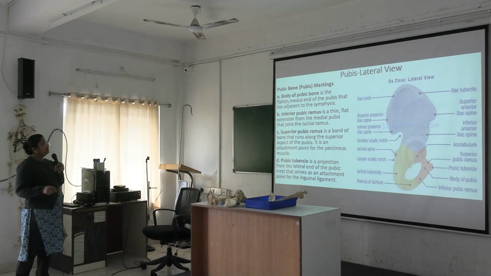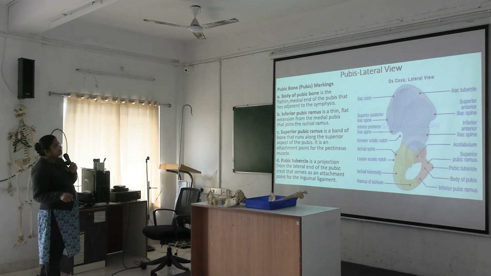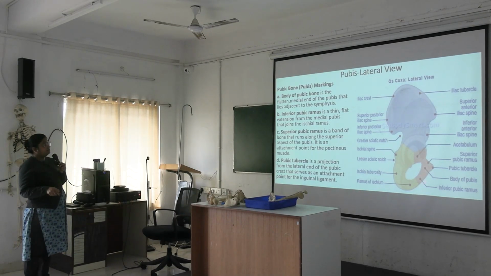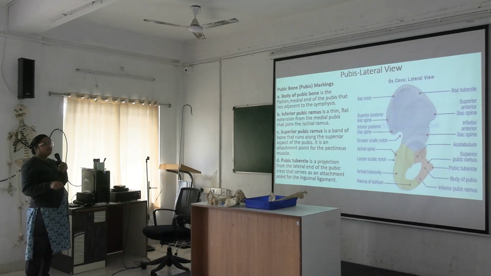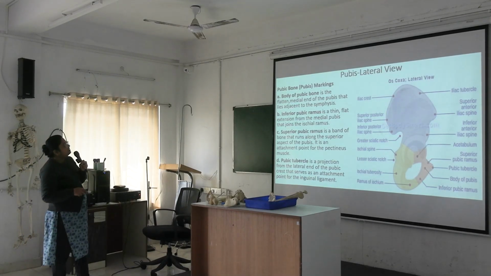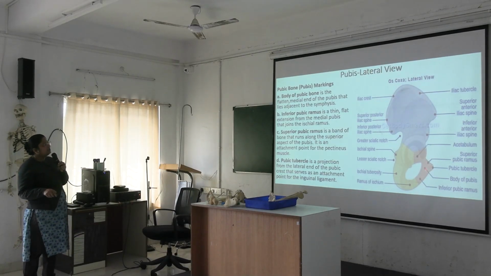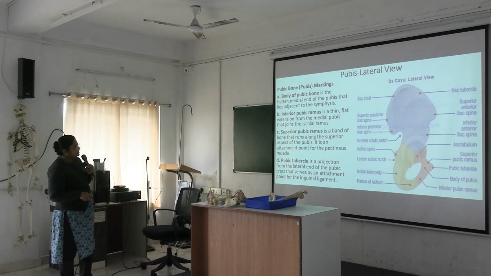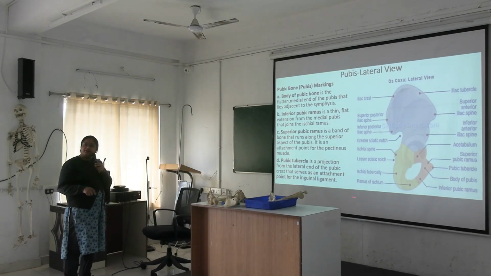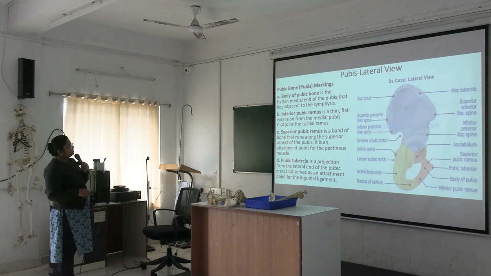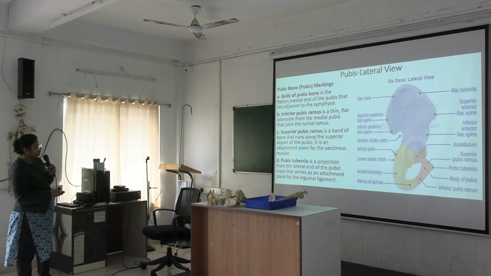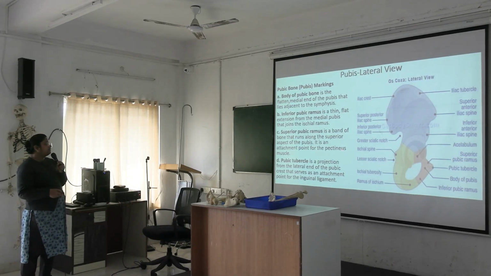Next, in lateral view, what structures of the pubis can you see? Body of the pubis: this part is the body, the flattened part. The medial end of the pubis lies adjacent to the symphysis. Inferior pubic ramus, superior pubic ramus, and the pubic tubercle. All these can be seen. This pubic tubercle gives attachment to the inguinal ligament. This you must remember, the attachment point of the inguinal ligament. The superior ramus gives attachment to the pectineus muscle.